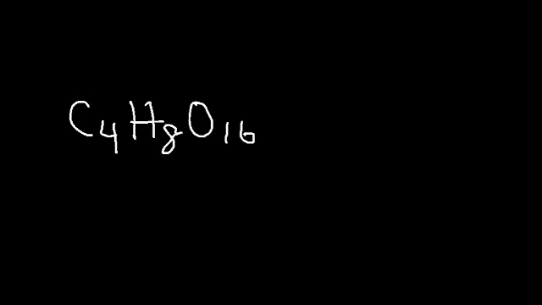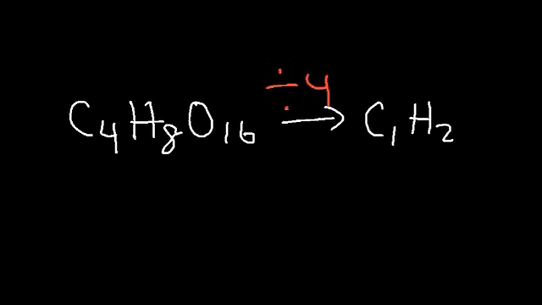So here's another example. Let's say you wanted to find the empirical formula of C4H8O16. What's the answer? Since each number is divisible by 4, it's going to be C1H2O4. So as you can see, the empirical formula is simply the formula that contains the lowest whole number ratios. But now let's work on an example problem.